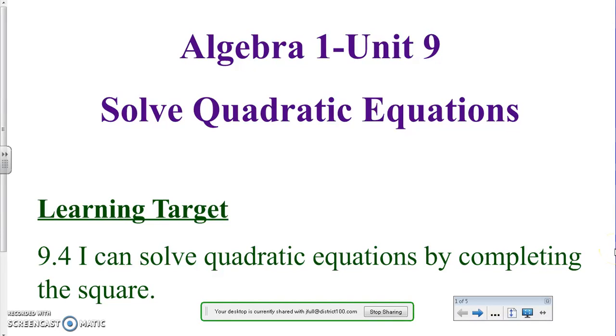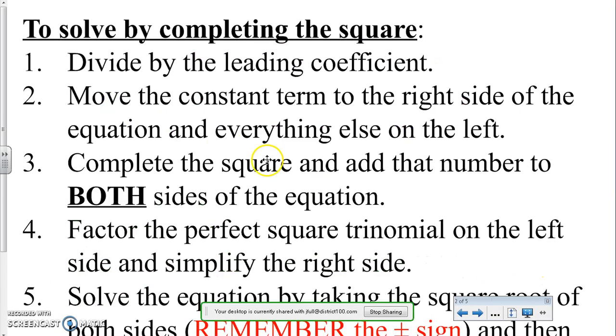In the previous lesson, you learned how to solve quadratic equations by completing the square. We're actually going to continue that because we only touched on the basics of completing the square. So, just to refresh your memory, with our steps that we had in the previous lesson, we've actually added one to the beginning. So, in all the problems you had in the previous lesson, there wasn't a leading coefficient.